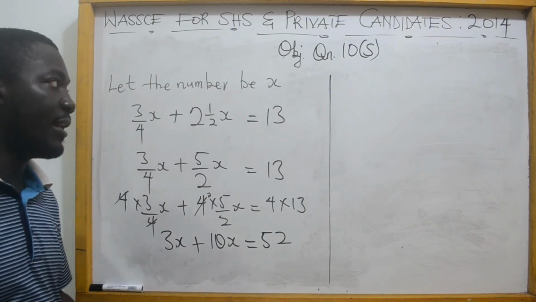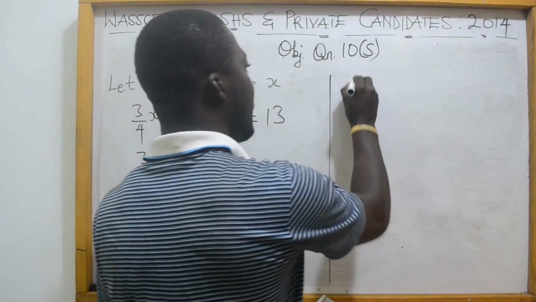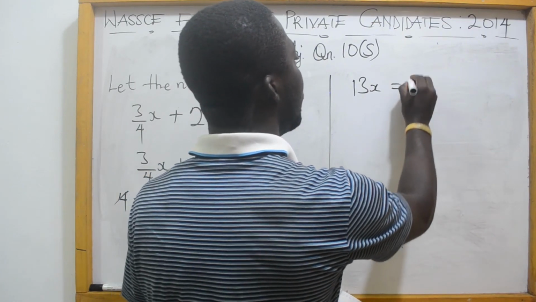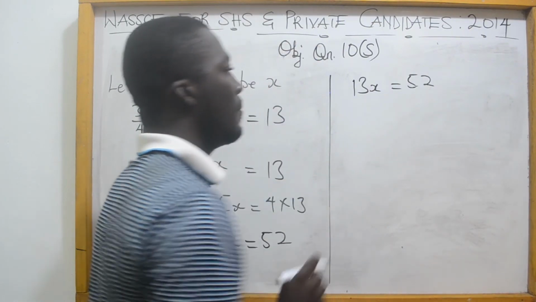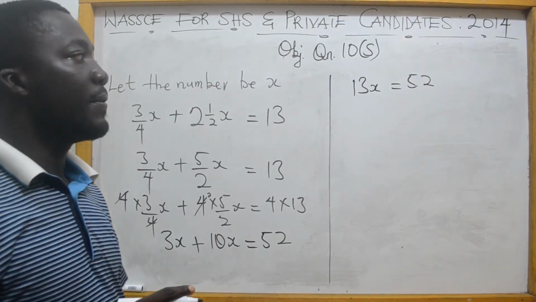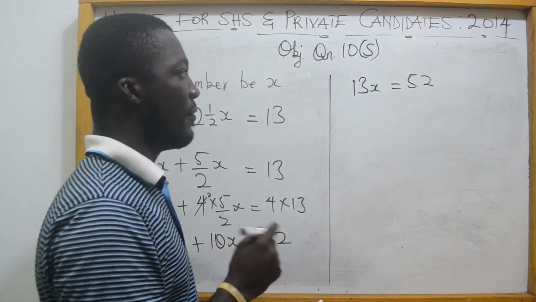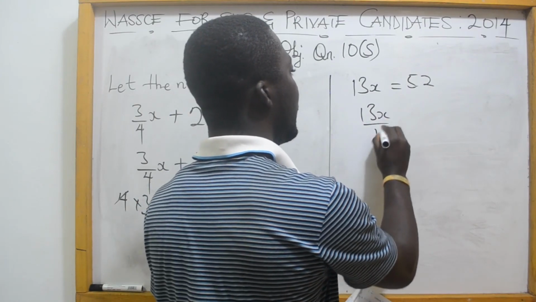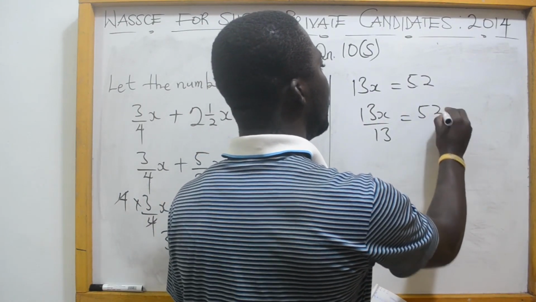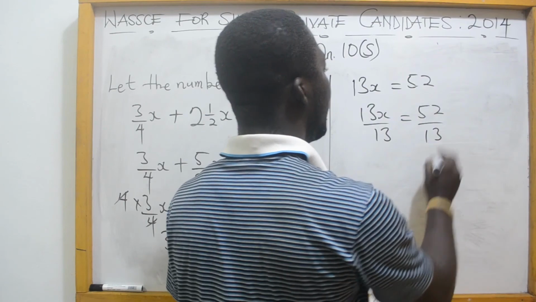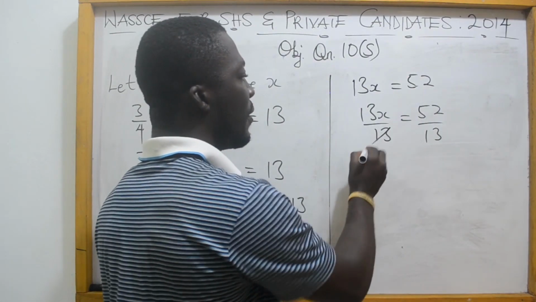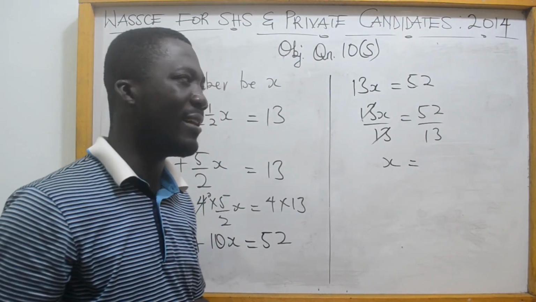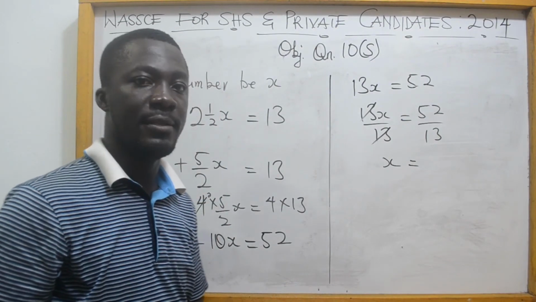3x plus 10x will give us 13x is equal to 52. Then 13x, if you want to find x, you divide both sides by 13. 13x over 13 is equal to 52 over 13. This one will cancel that. x is equal to 52 divided by 13, which is 4.